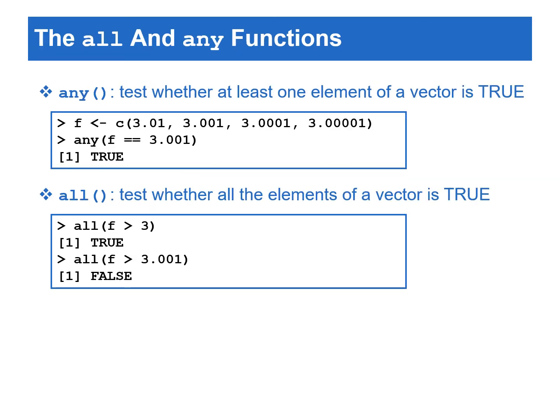Here are two useful functions that are often used with logical vectors. The any function returns TRUE if at least one element of a given vector is TRUE. The all function returns TRUE if all the elements of a given vector are TRUE.